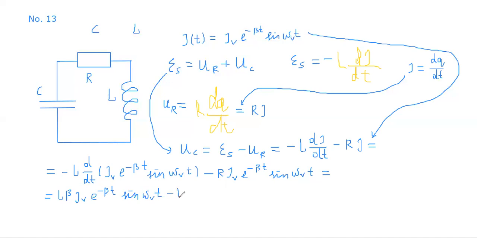minus L omega v, the amplitude of electric current, e to the power of minus beta t cosine of omega v t, and minus resistance I v e to the power of minus beta t sine omega v t.